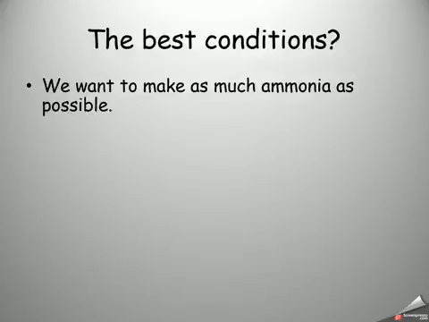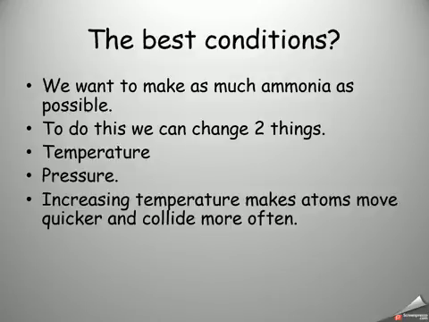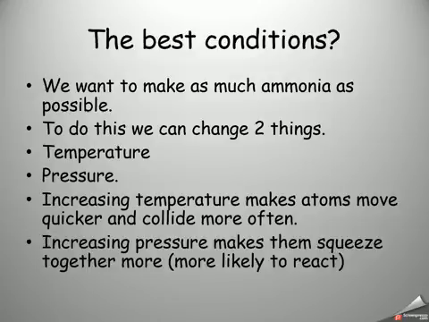Okay, so the best conditions. We need to make as much ammonia as possible. So we can do this by changing two things: temperature and pressure, and we're always going to keep the iron catalyst. Increasing the temperature makes the atoms move quicker and collide more. Increasing pressure means that they squeeze them together. So that's what we do. We increase the temperature so the atoms of nitrogen and hydrogen move faster, so they're more likely to collide and react, but we also increase the pressure, which pushes them together.